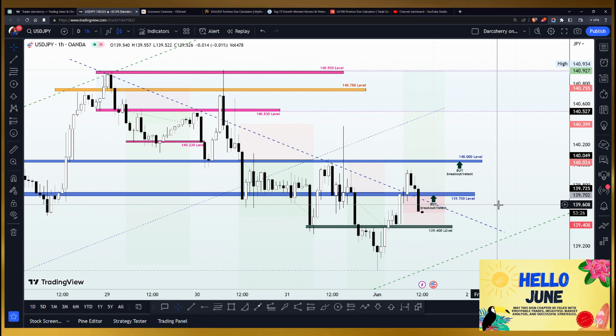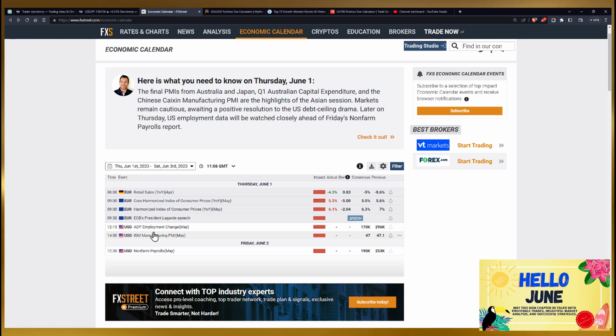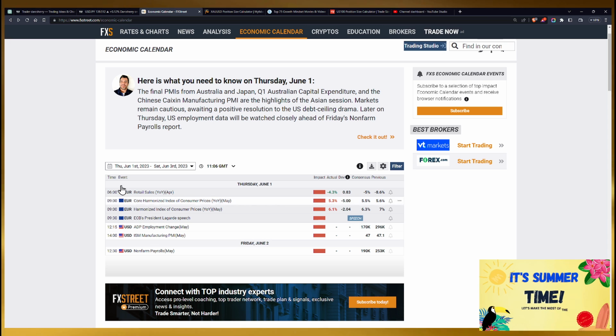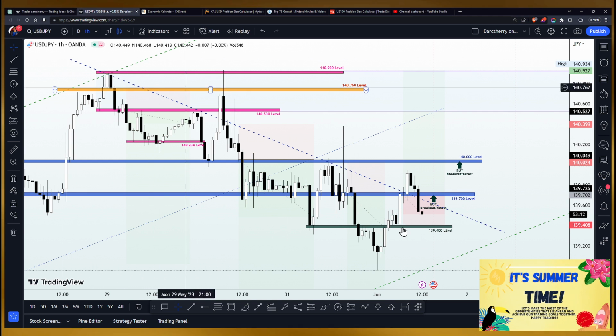And remember that we have a high impact event coming up in about an hour from now. I think that is the ADP employment change coming up in about an hour, and ISM manufacturing PMI coming in about 4 hours from now.